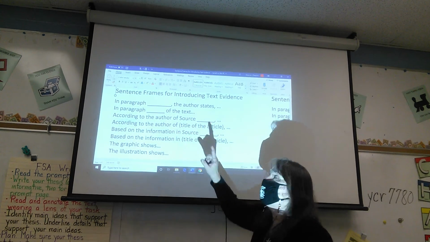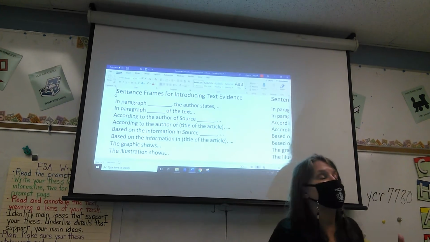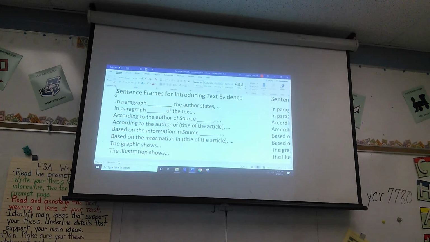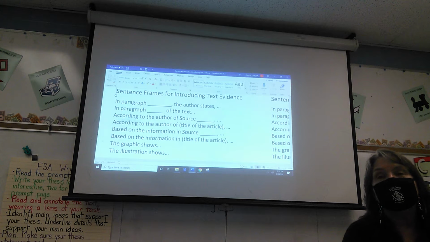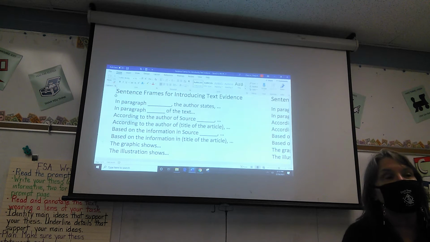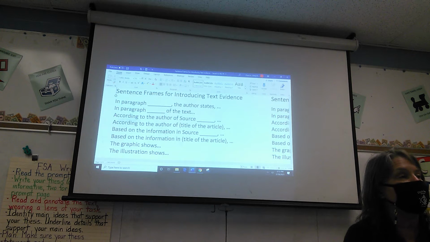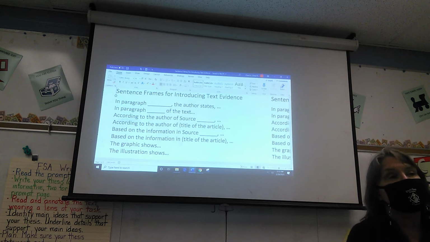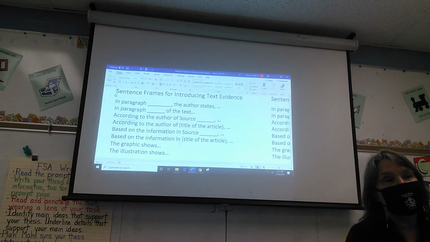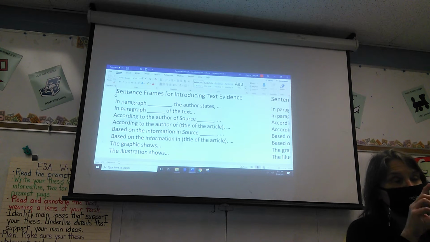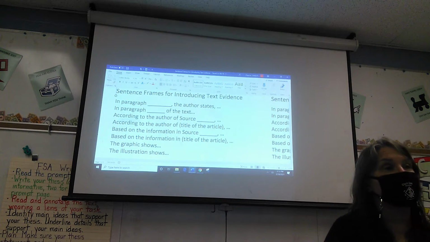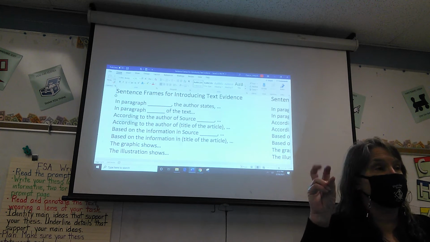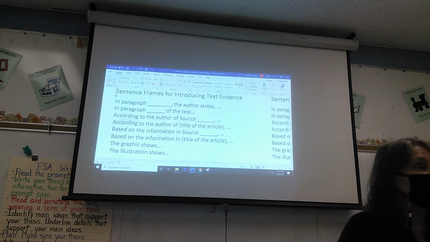According to the author of, and then you could insert the title of the article. Now, be careful. One of the things you need to demonstrate is your understanding of how a title is punctuated. If it's an article and you're underlining it, you're turning it into a book. So articles, as you should know, get quotation marks around them.